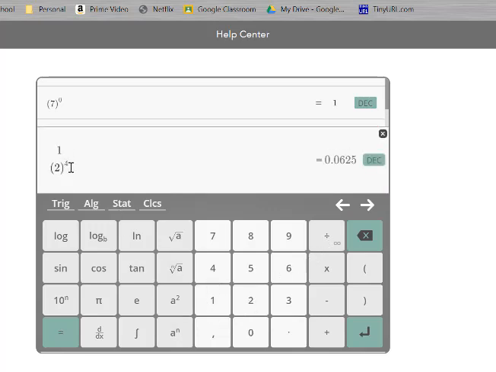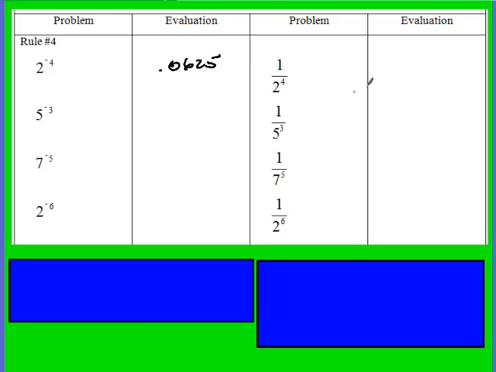And notice it actually on this calculator types it in exactly as I wrote it on the paper. 1 over 2 to the 4th power gave me the same exact decimal value, 0.0625. Those two gave me the same thing. So that means that this exponent problem right here and this exponent problem right here are exactly the same.